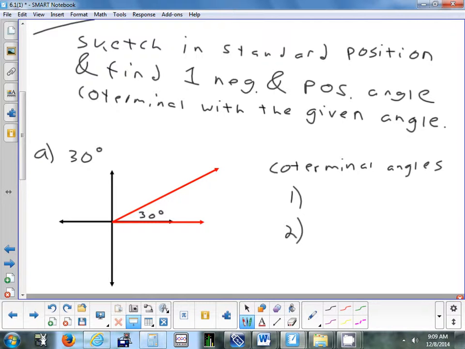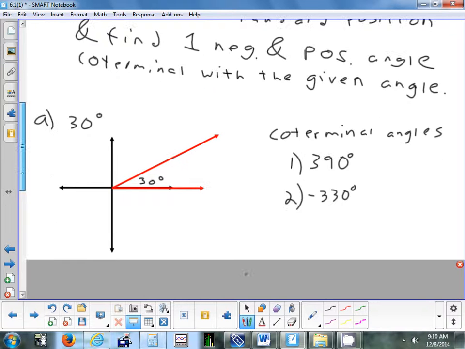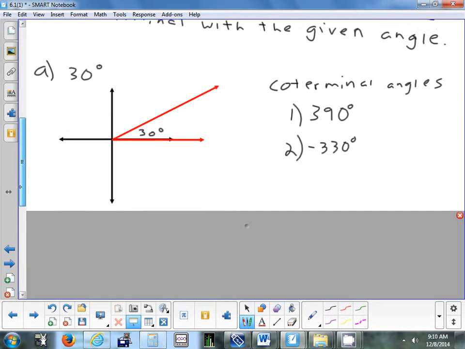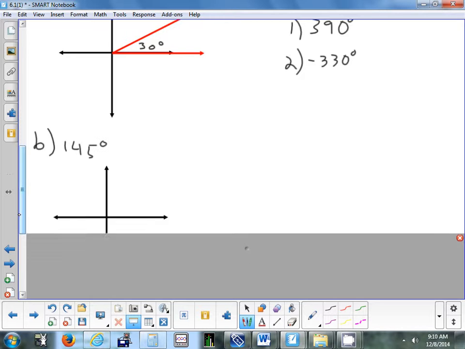Anybody give me a positive angle that would be coterminal with 30? Justin? Yep, 390. And how'd you get that? You just add 360. So it's going to bring you right back one revolution around. And then maybe a negative angle? Yep. Negative 330. And how'd you get that one? Subtract 360 from 30. Yeah, you just subtract 360. Right. So that's all they want.